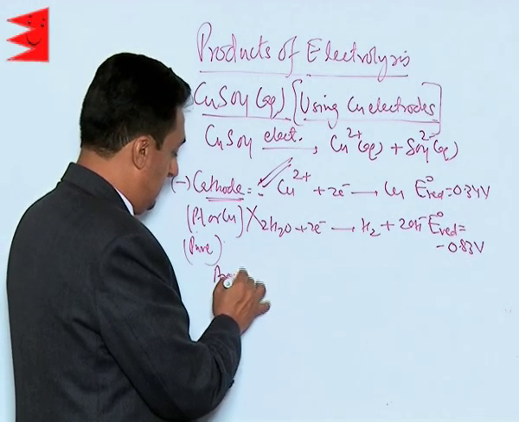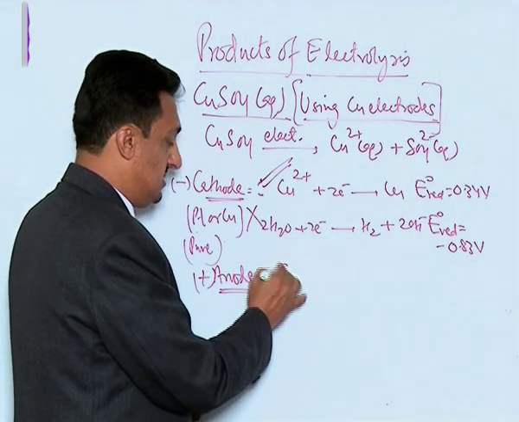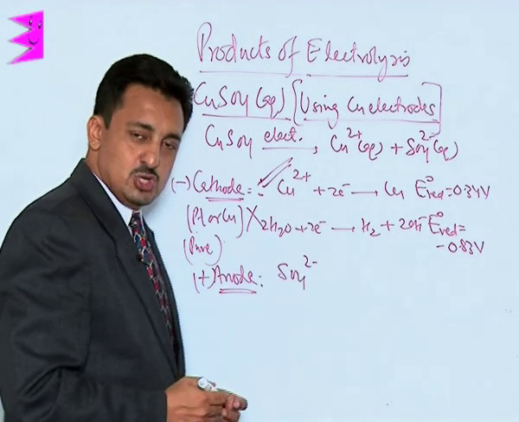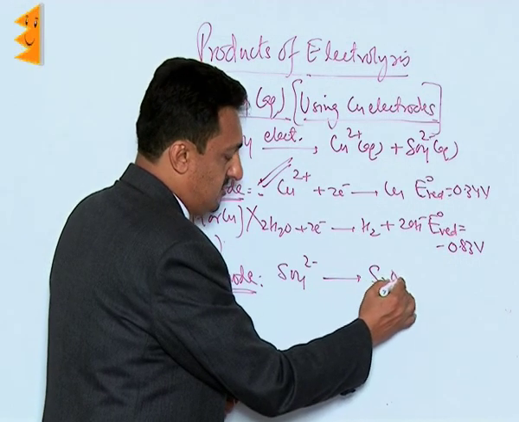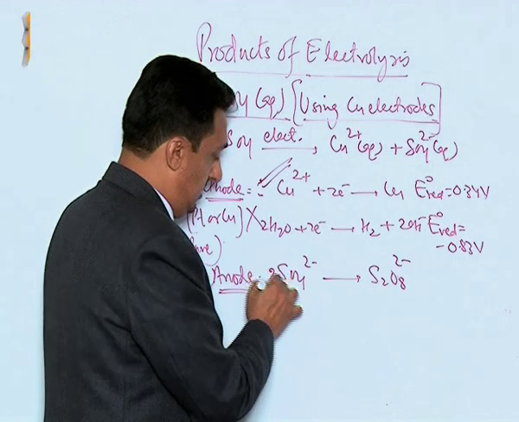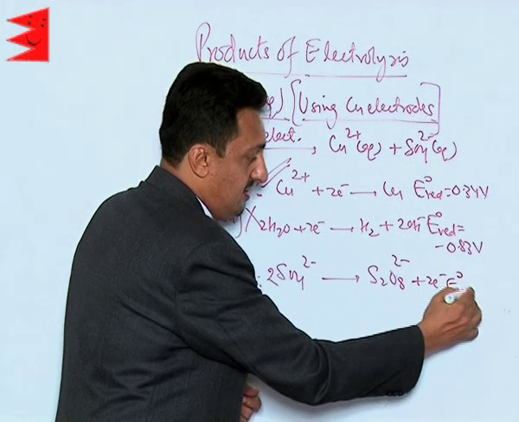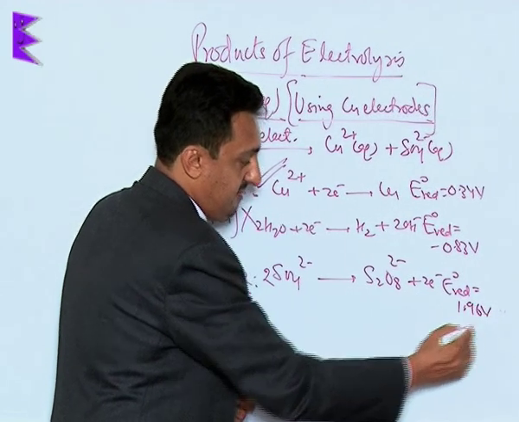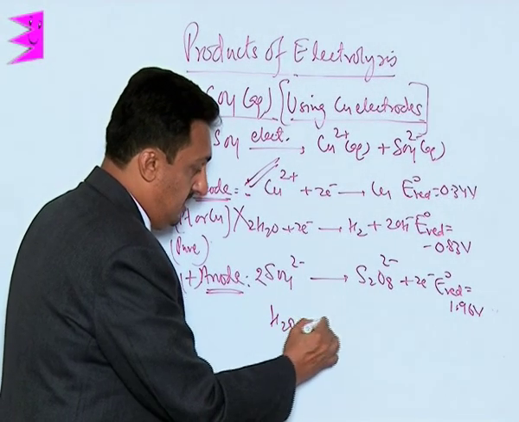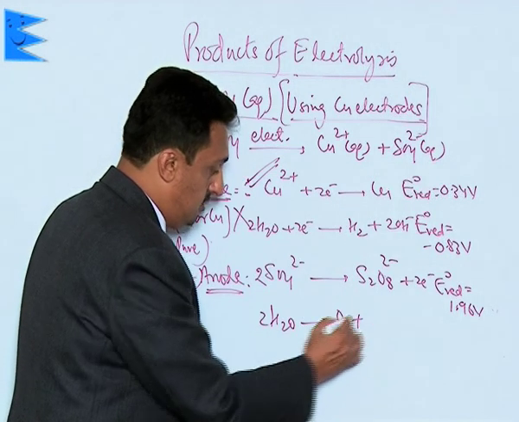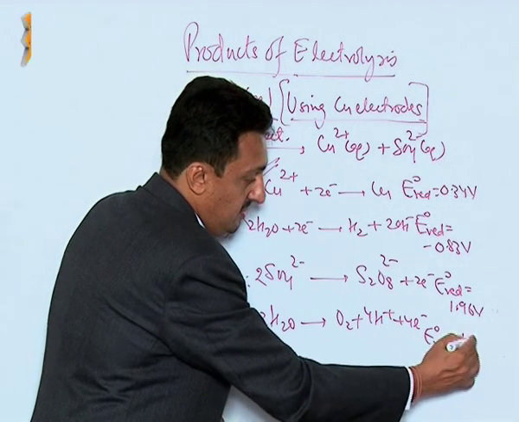Now let us take the anode. Here what we can find is the sulfate ion can approach and get oxidized. The sulfate gets oxidized to S2O8 2-, which is called peroxydisulfate ion, and releases 2 electrons. Its E naught reduction is 1.96 volt. Simultaneously, we have water also, which can get oxidized by giving O2 plus 4H plus plus 4 electrons, whose E naught reduction is 1.23 volt.